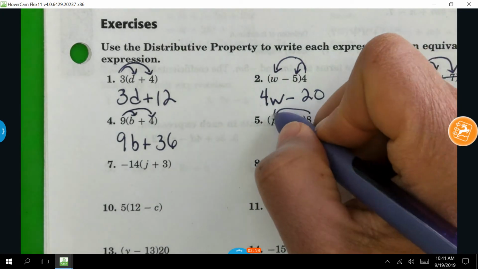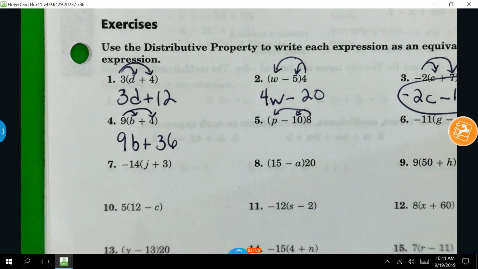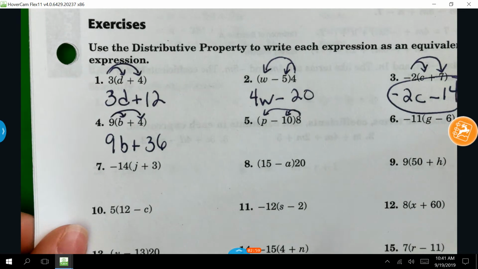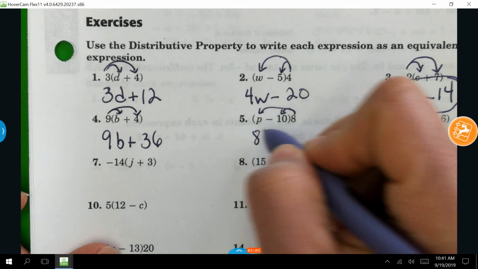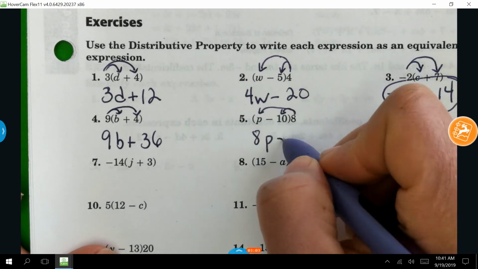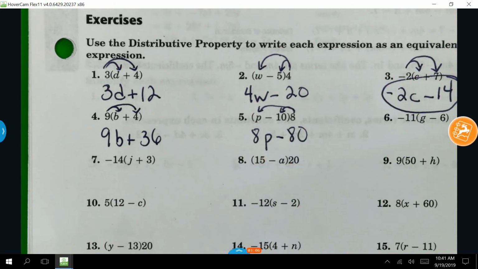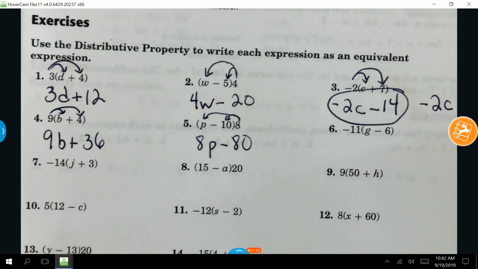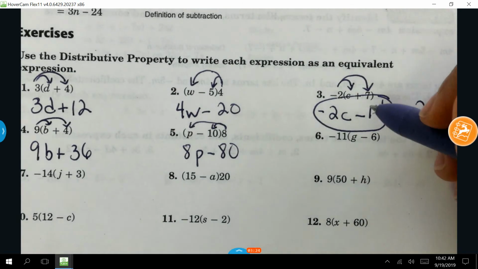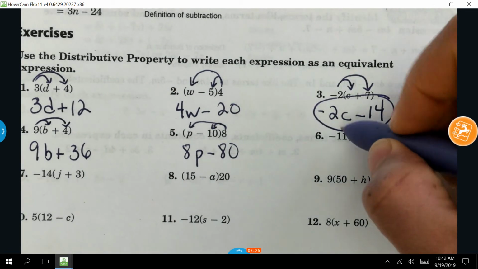Here we have 8 times P and 8 times negative 10. So what is my first term? 8P and then minus 80. Now, if you put negative 80 plus 8P, it's the same thing. But typically in math, we like our variable terms first, and the constant, which is that plain old 80 at the end. The negative 80, we like that at the end. Constants at the end.